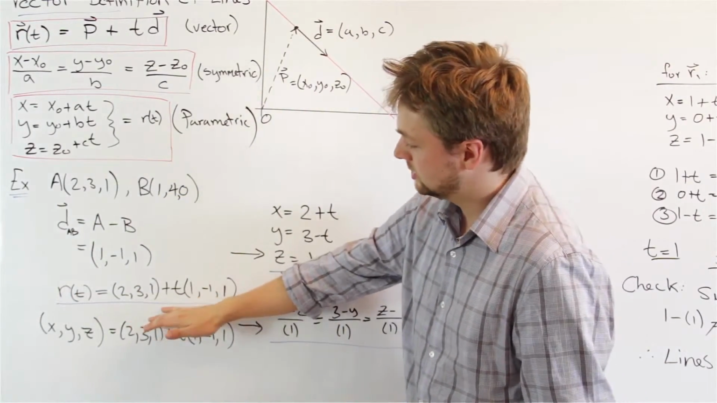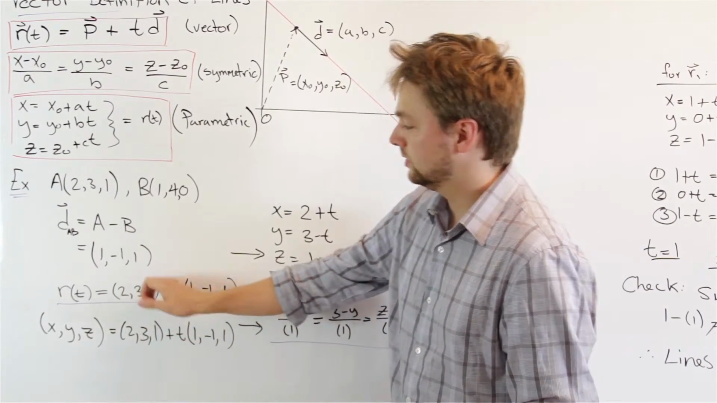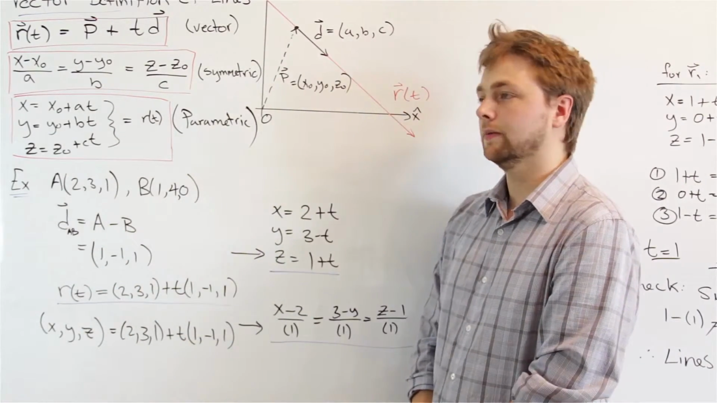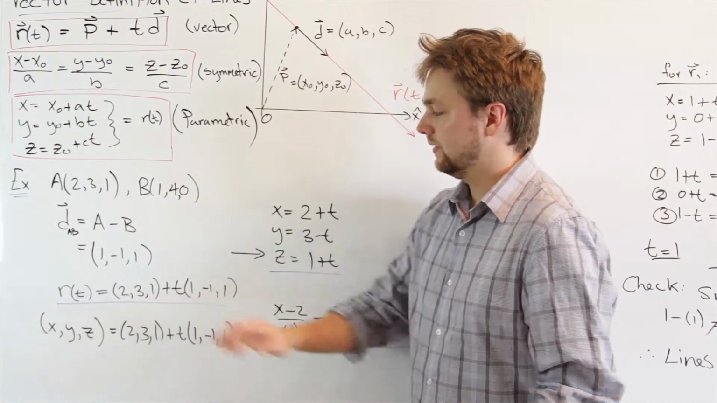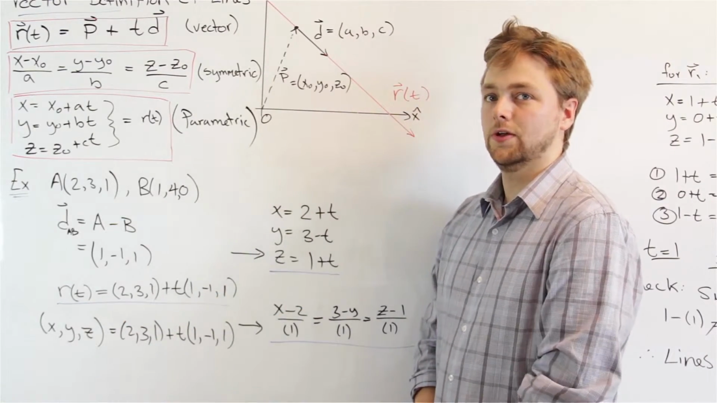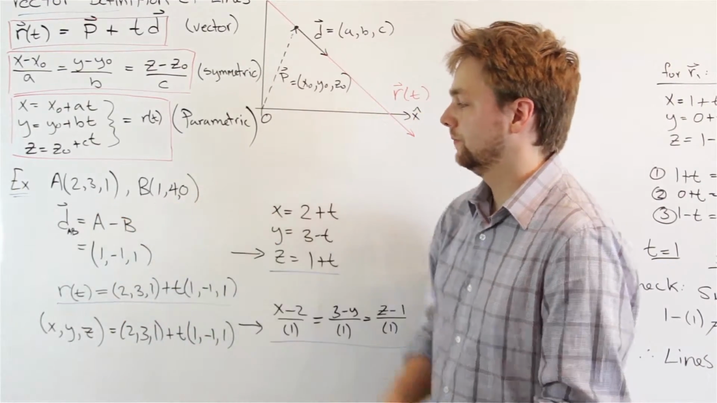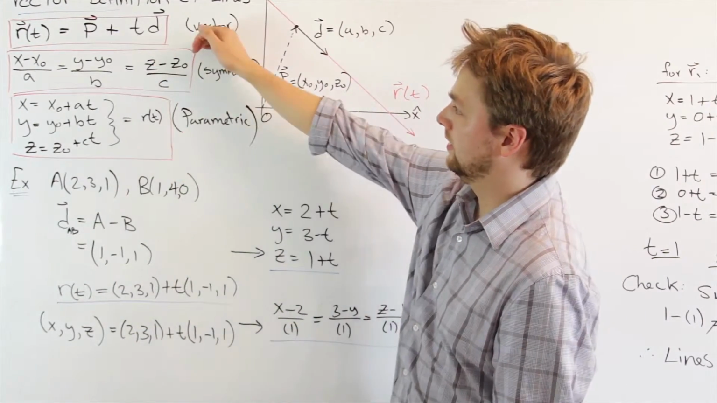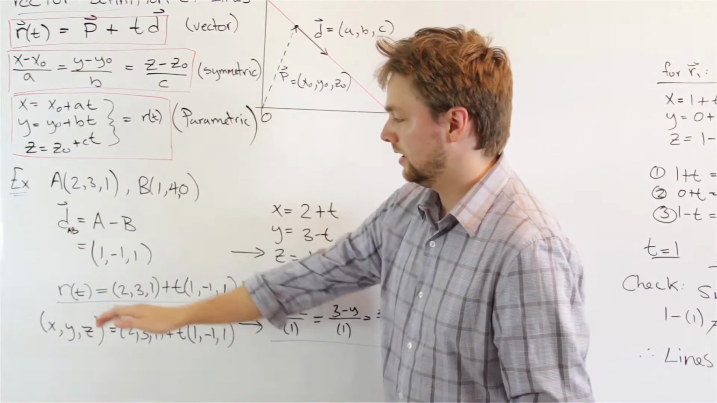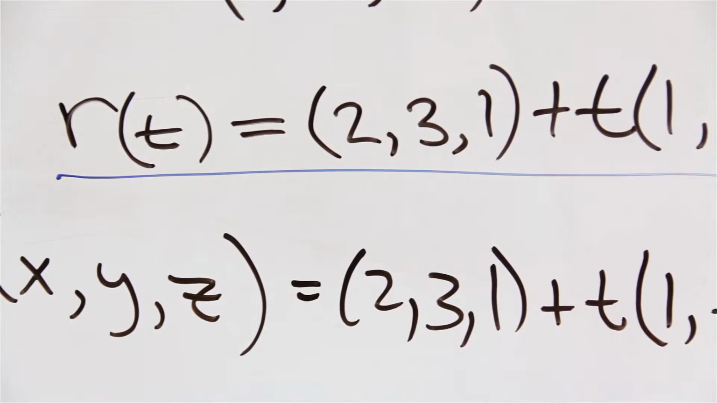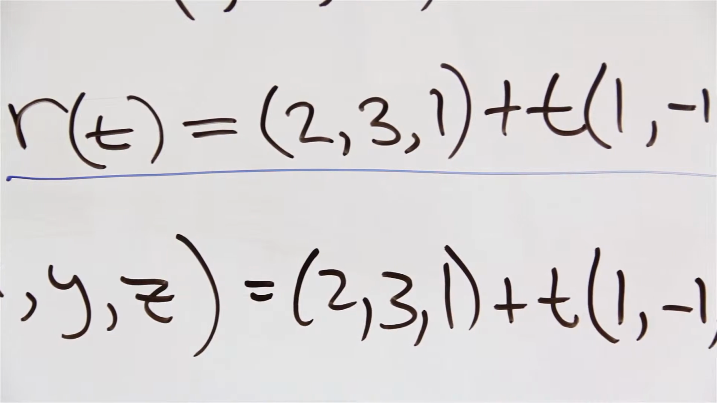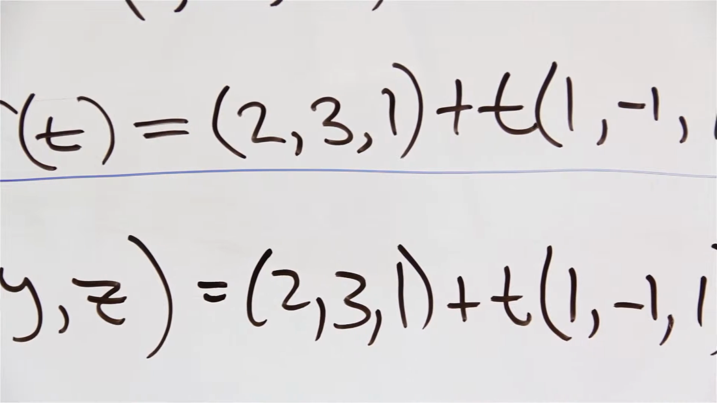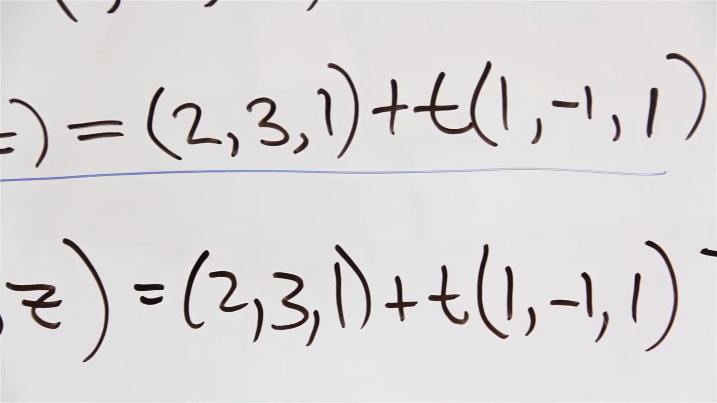Subbing this into the equation that we had before, we first need a position vector. Conveniently, the position vector that we're interested in could be any point that's on the line. We happen to know 2. In this case, I've selected point A. Writing this out in the vector form that we stated above, we end up with r of t is equal to 2, 3, 1 plus t times 1, minus 1, 1.